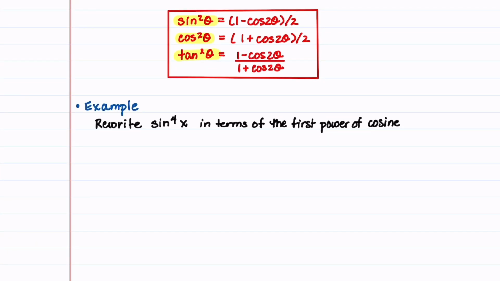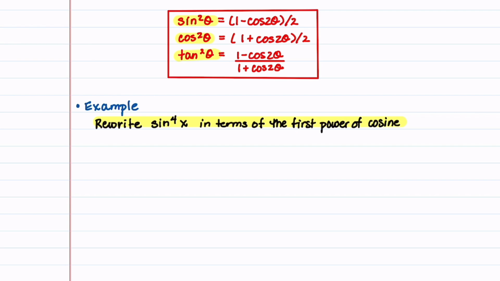In this video, I'm going to show you exactly how to use power reduction formulas to rewrite higher powers of trig functions. The example that we're going to look at is to rewrite sine to the fourth x in terms of the first power of cosine. This type of problem comes up a lot in calculus.